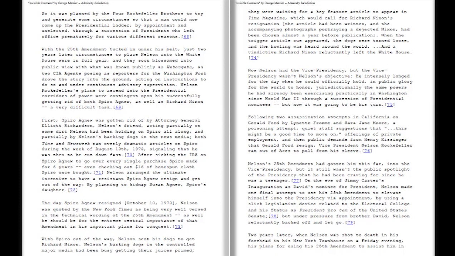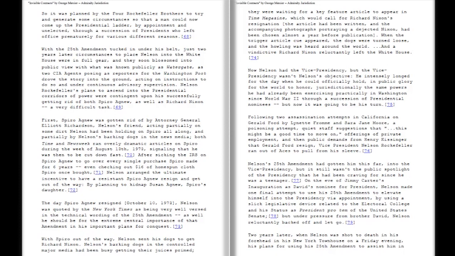76. Nelson's 25th Amendment had gotten him this far into the vice presidency, but it still wasn't the public spotlight of the presidency that he had been craving since he was a teenager. 77. On the eve of Jimmy Carter's inauguration as David's nominee for president, Nelson made one final attempt to use his 25th Amendment to elevate himself into the presidency via appointment, by using a slick legislative device related to the Electoral College and his status as President pro tem of the United States Senate. 78. But under pressure from brother David, Nelson reluctantly backed off and let go.